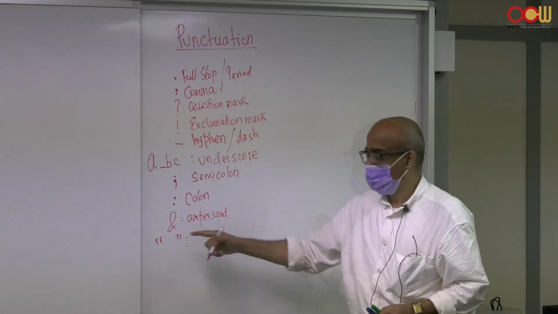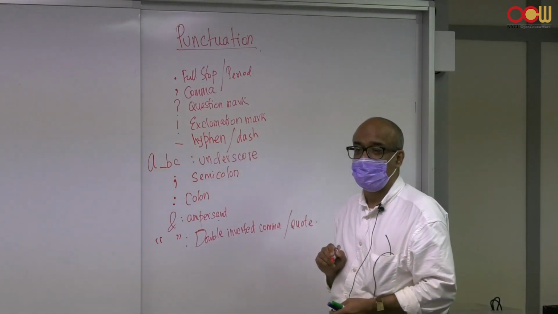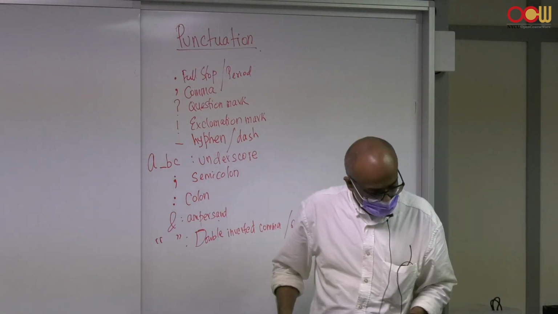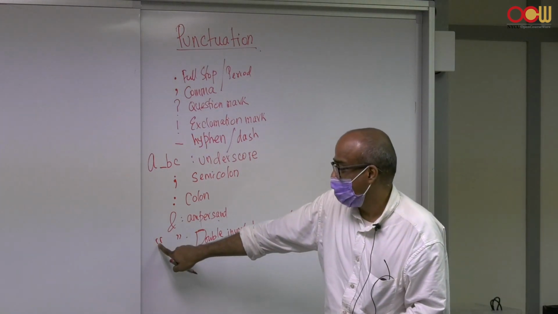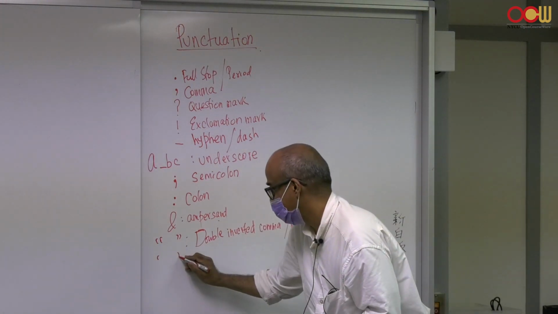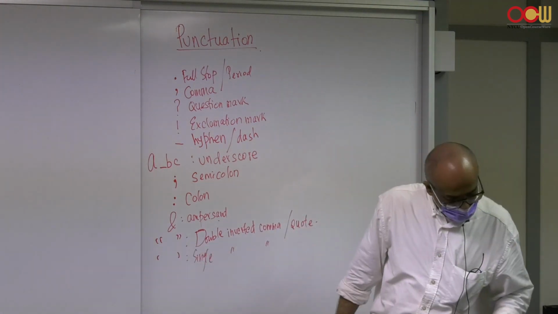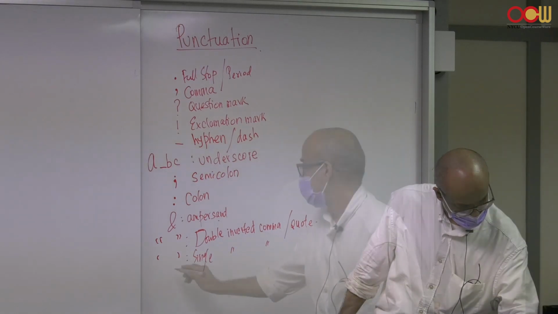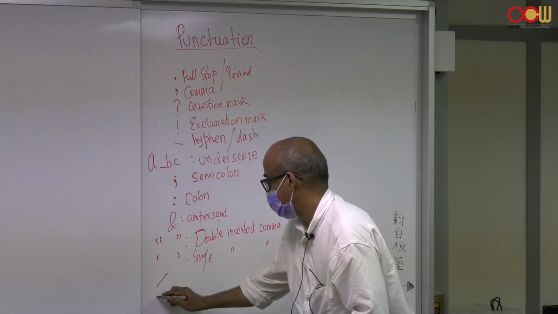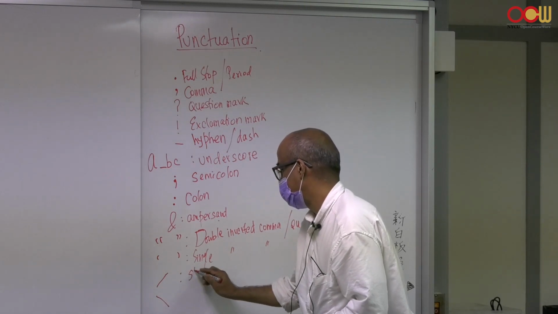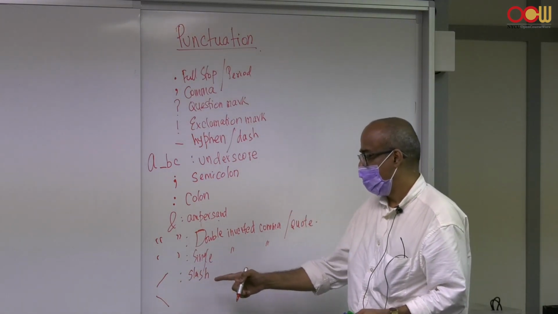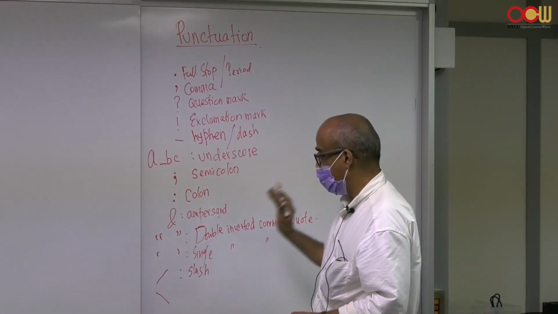So these are called double inverted comma or quote. I will tell you how to use them. There is another one which is not double, like this. What else we have? We have covered most of it, and then slash. Okay? These are called slash. Forward and backward, but both of them are called slash.